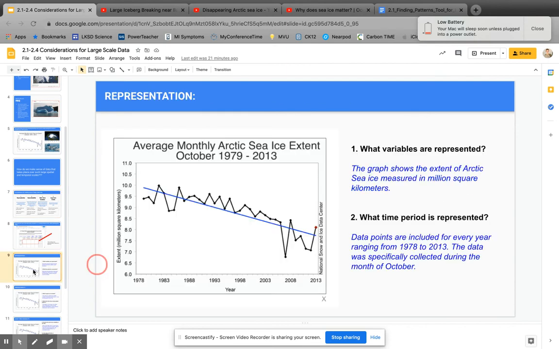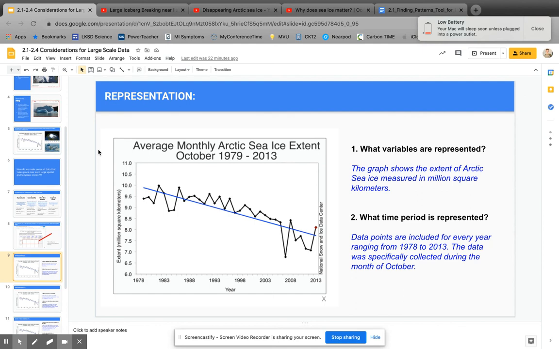So the first one, remember, was all about representation. So what are the skeletons? What are the basics of this data that we're looking at? The variables being presented: we're looking at the extent of Arctic sea ice measured in million square kilometers. So notice that in my answer, I included what was the variable being measured and what were the units that it was being measured in.